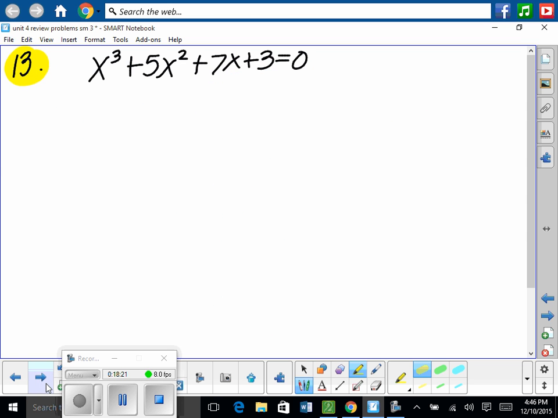So number 13, once again, I always use my graphing calculator, and it says find all the zeros. So I find a whole number 0 if possible, and then I just use division to go through and find the rest. If you graph this, it looks something like that, and it's crossing the x-axis at x is equal to -3. So I know that's one of my answers.